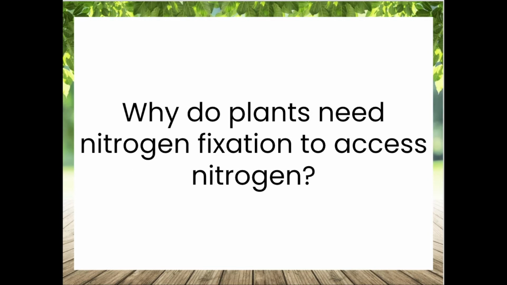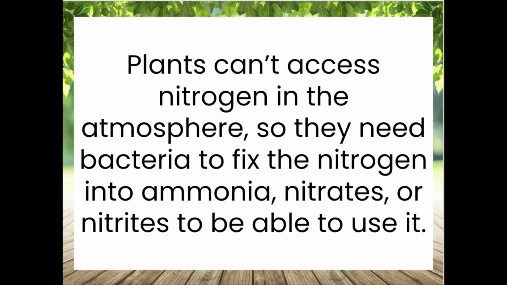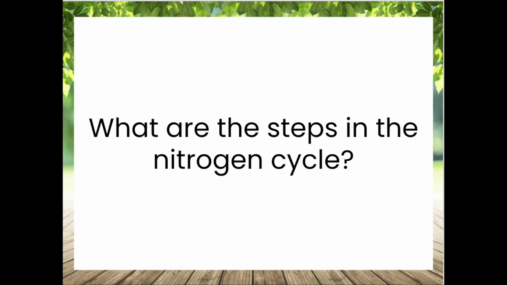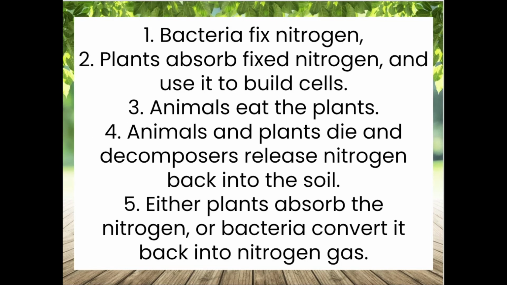Why do plants need nitrogen fixation to access nitrogen? Plants can't access nitrogen in the atmosphere, so they need bacteria to fix the nitrogen into ammonia, nitrates, or nitrites to be able to use it. What are the steps in the nitrogen cycle? 1. Bacteria fix nitrogen. 2. Plants absorb fixed nitrogen and use it to build cells. 3. Animals eat the plants. 4. Animals and plants die and decomposers release nitrogen back into the soil. 5. Either plants absorb the nitrogen or bacteria convert it back into nitrogen gas.